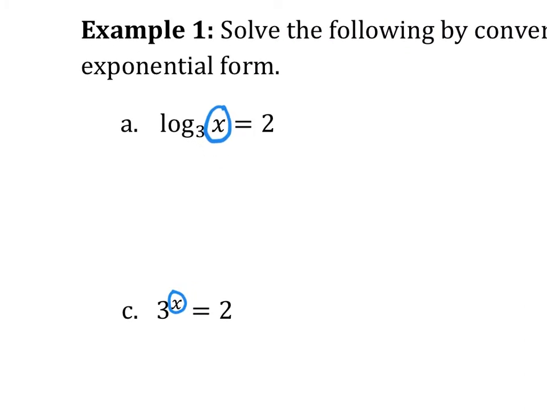But if we convert letter A here to exponential form, the base of the log is the base of your exponent. You go across the equal sign to get the number that's in the exponent, and then you come back around and it equals x. Now x is by itself. What is 3 squared? 9. So the answer is 9.